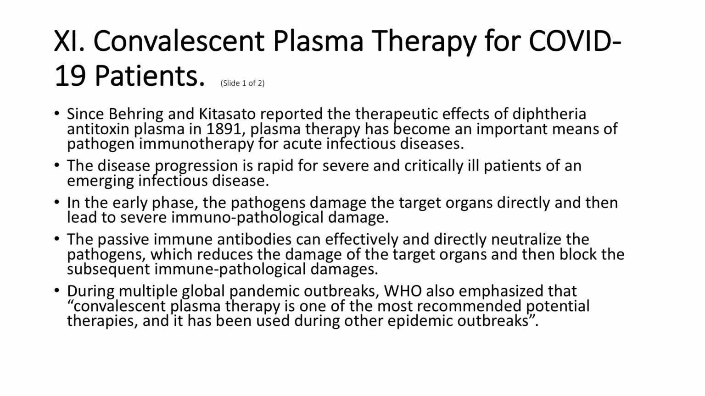The disease progression is rapid for severe and critically ill patients of an emerging infectious disease. In the early phase, the pathogens damage the target organs directly and then lead to severe immunopathological damage. The passive immune antibodies can effectively and directly neutralize the pathogens, which reduces the damage of the target organs and then blocks the subsequent immunopathological damages.